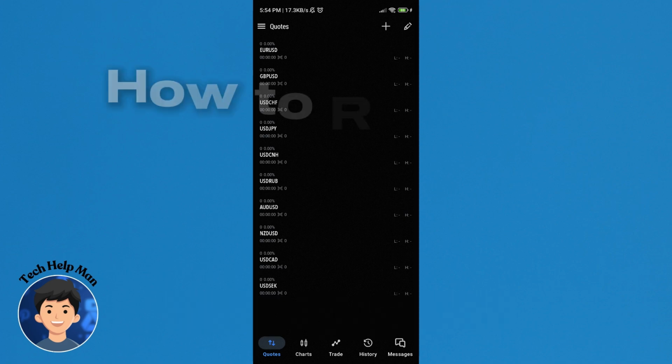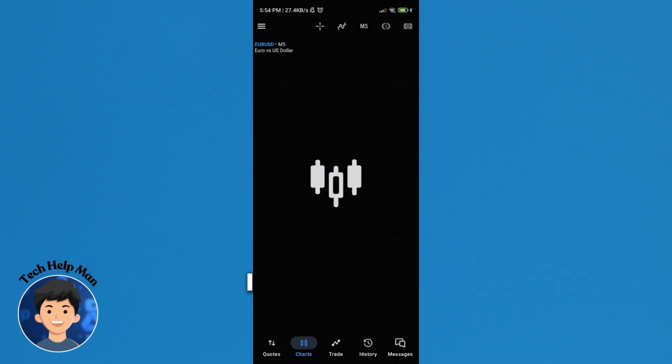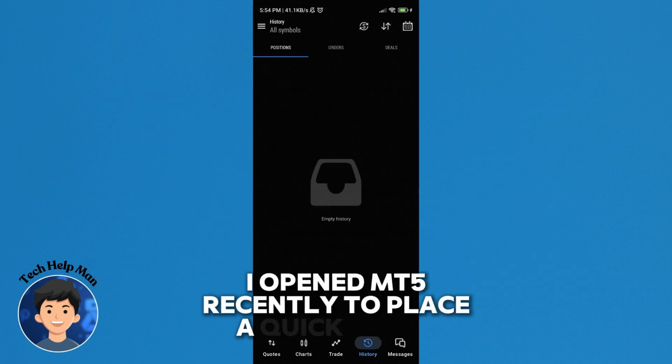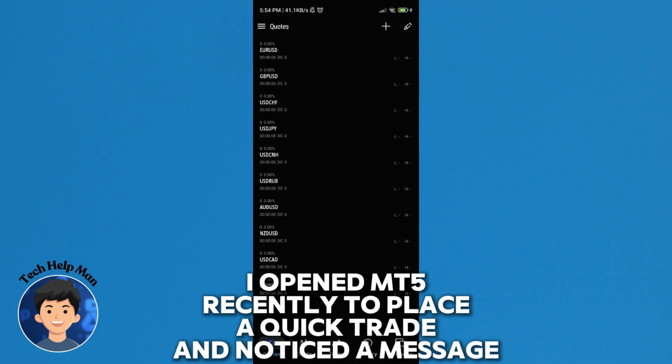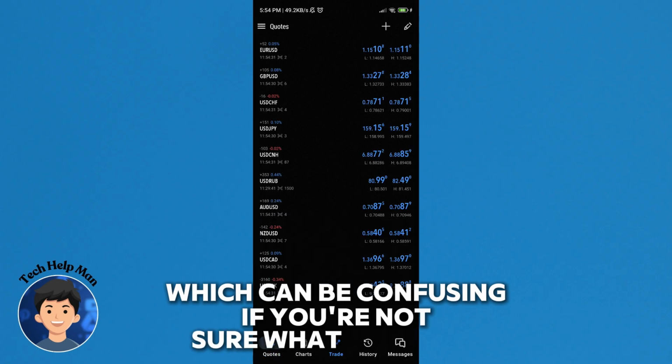Today, let me show you how to resolve the trading disabled issue on Metatrader 5. I opened MT5 recently to place a quick trade and noticed a message, trading disabled, which can be confusing if you're not sure what caused it.